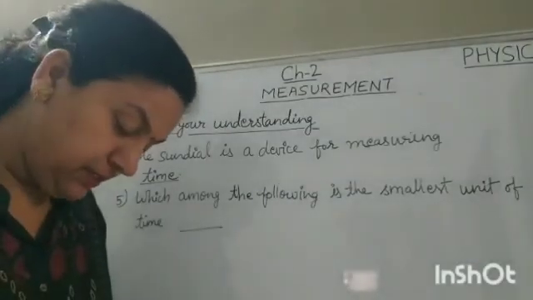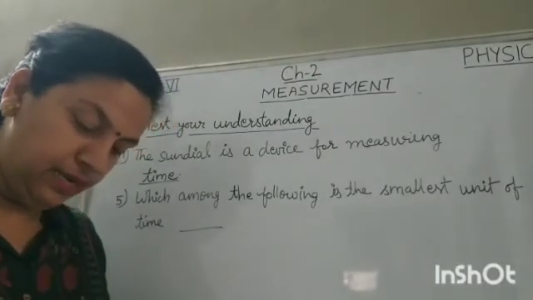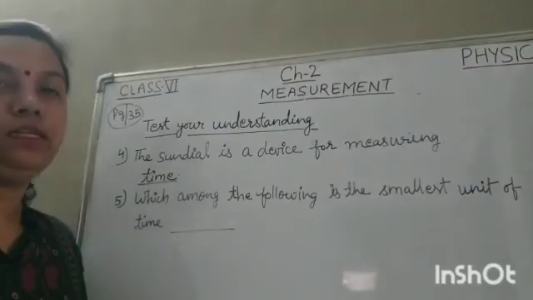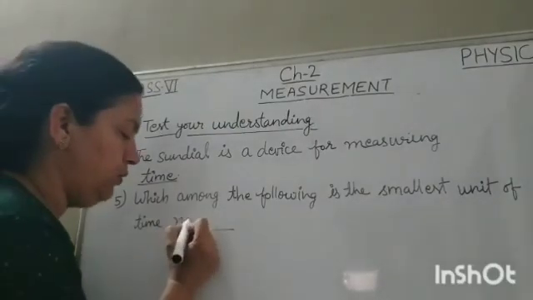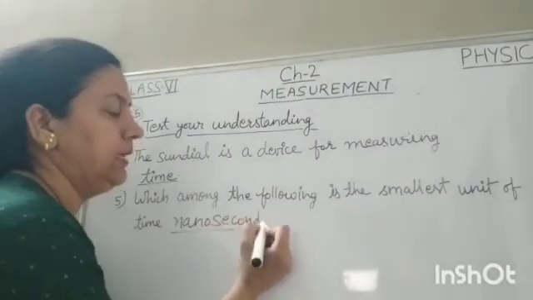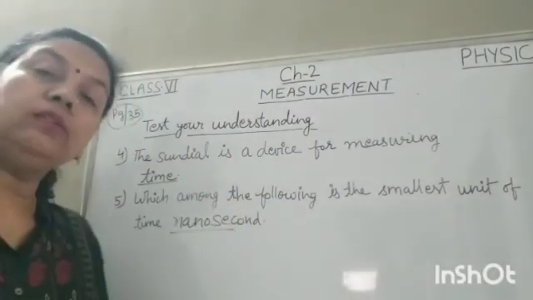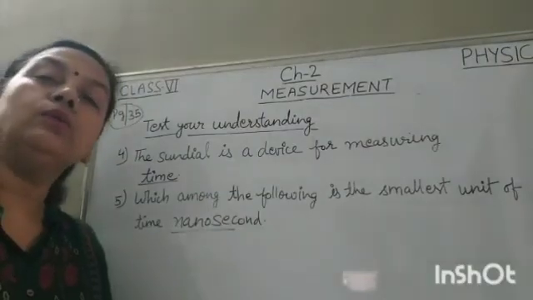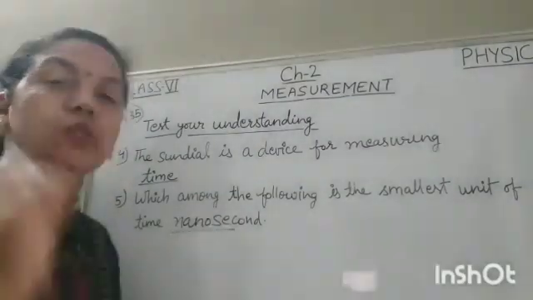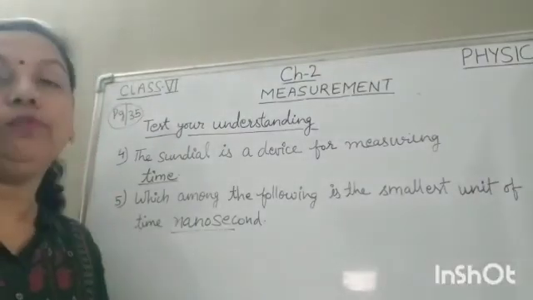Okay. Now the last question is: which among the following is the smallest unit of time? Here some options are given: second, millennium, nanosecond and microsecond. So the correct answer will be nanosecond, because a nanosecond is one thousand millionth part of a second. It is a very small unit of time.